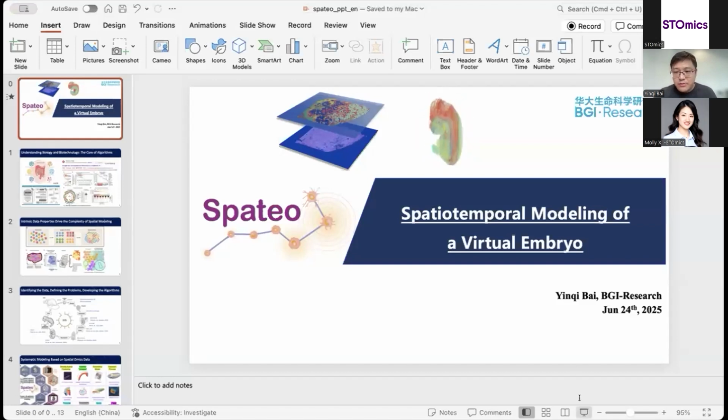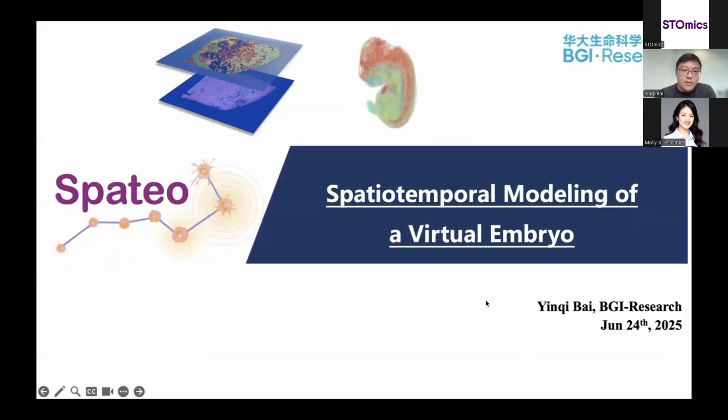Today, I will introduce my experience in developing the toolkit Spateo that is designed for the spatial transcriptomic analysis, especially for the multi-time points, or we call that developmental stages. So this is a topic about spatial temporal modeling of a virtual embryo.